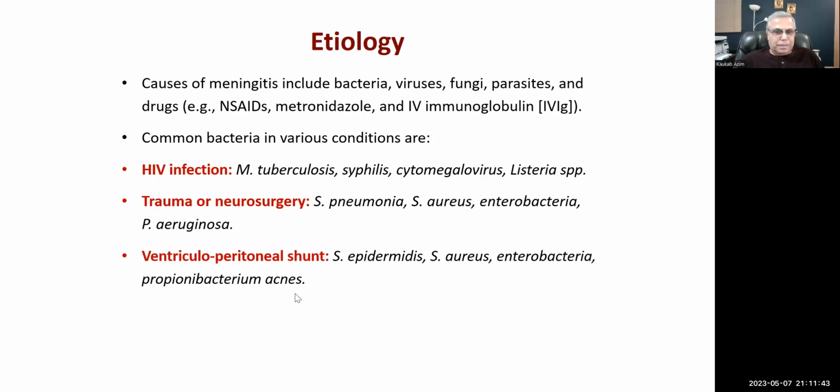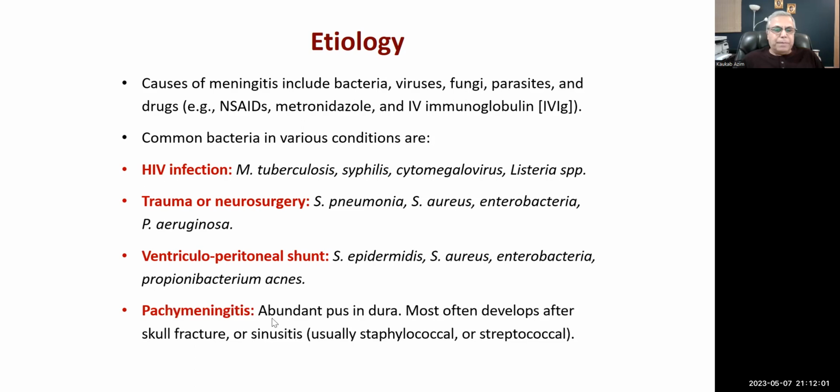Ventriculoperitoneal shunt. This is a shunt that is placed in the brain in cases of hydrocephalus. So this is Staph epidermidis, Staph aureus, enterobacteria, and Propionibacterium acnes. Okay. Then pachymeningitis, there is abundant pus in the dura, most often develops after skull fracture or sinusitis. Okay, this is usually staphylococcal or streptococcal. So we can have different types of bacteria depending upon the situation.